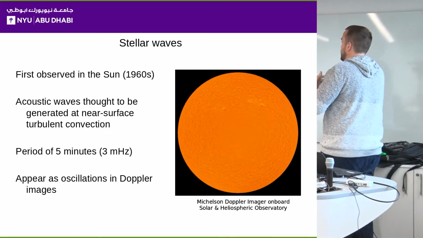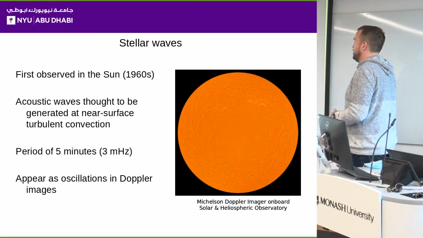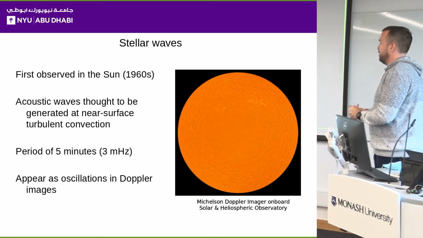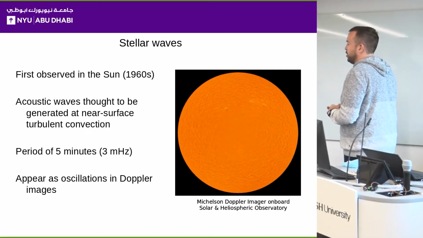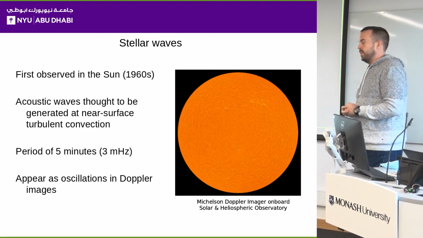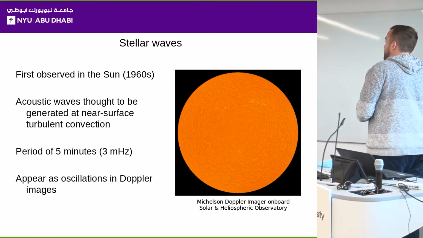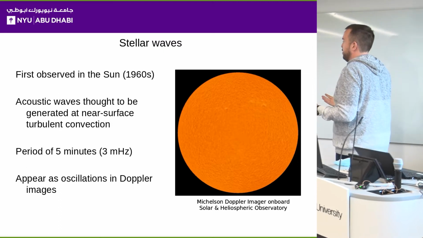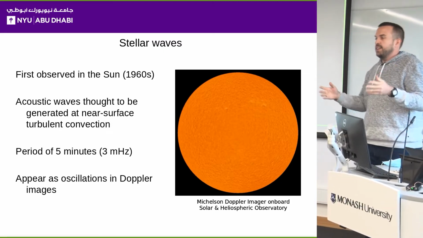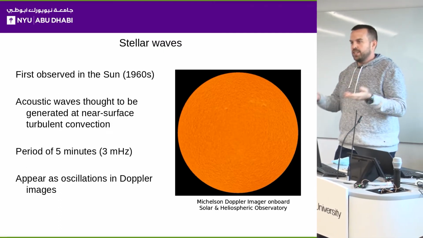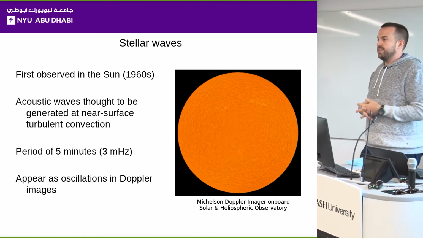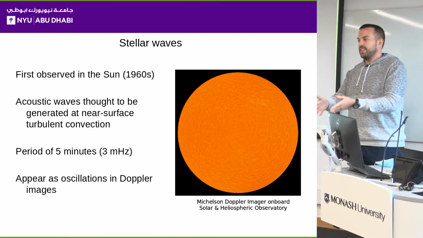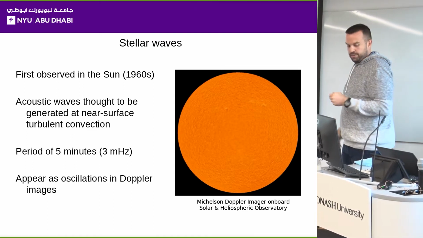As I said, we need to see the interior of the star, so we rely on stellar waves. It's roughly been 60 years since the first acoustic wave was detected in the sun in the 60s. They're thought to be generated near the surface. At the surface of the sun, there's a lot of rapid turbulent convection, and these convective cells generate sound waves. These sound waves propagate into the interior, and then they come back to the surface.